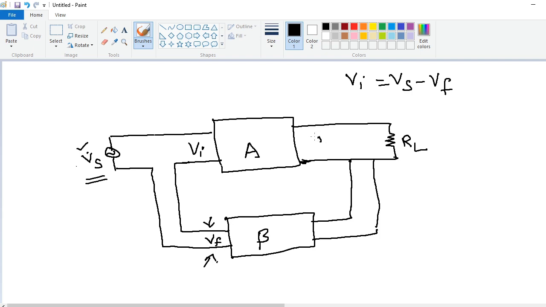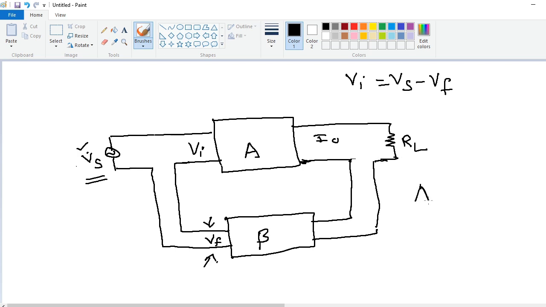Output sampling is current, so I naught. This is also a series connection. Okay. So now coming to the formulas.